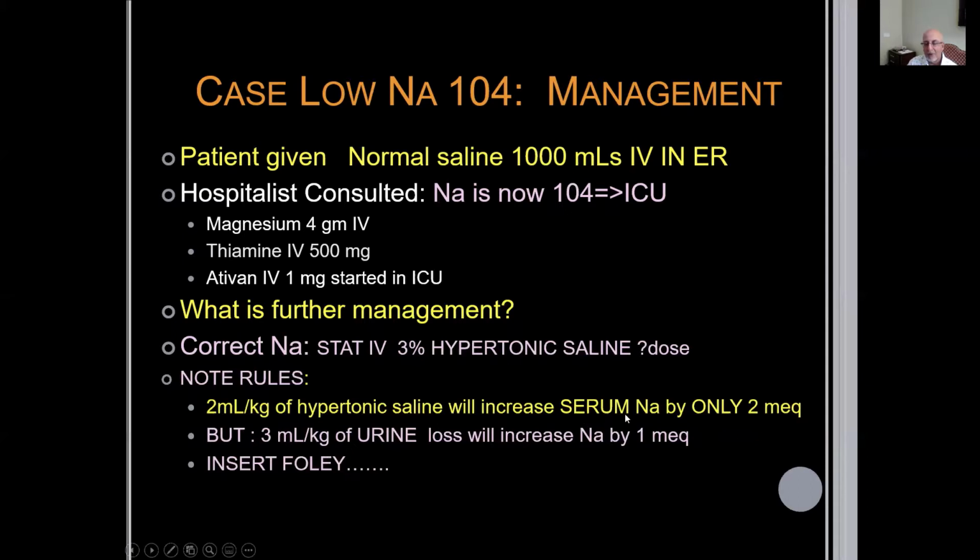This is the reason why patients overcorrect their serum sodium. It is not the hypertonic saline. I would like to stress again, 2 mils of hypertonic 3% saline can only increase the serum sodium by 2 milliequivalents. So this is not a reason to not give hypertonic saline, as this is not the cause of overcorrection. The usual cause of overcorrection of hyponatremia is excessive urine loss. And unless we monitor the patient's urine output by inserting a Foley or accurately collecting all his urine, then it is very easy for patients to overcorrect in this situation.